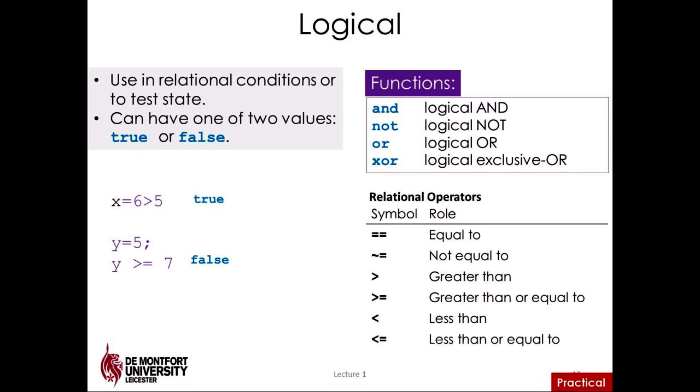So here we have two examples. In the first example, it's used to determine whether the value of x is larger than 5. I've already used an assignment operator to assign the value 6 to x. So 6 is larger than 5, so the outcome will be true. In the second example, it's used to determine whether the value of y is greater than or equal to 7. I've already assigned the value 5 to y, so y is smaller than 7, so the outcome will be false.